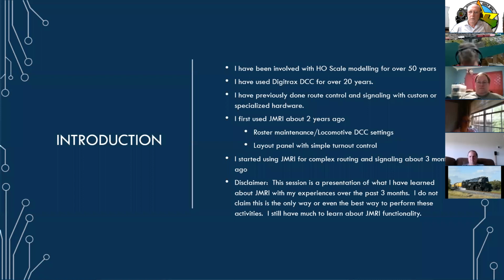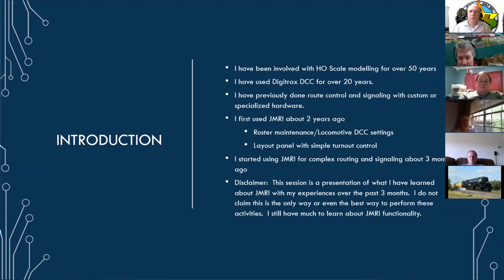So let me introduce myself. I've been involved in HO scale model railroading for over 50 years now. I guess it was in the late 60s in New Jersey. I went down to the basement one day and found a box of HO trains that my father had inherited from one of my cousins, and I started laying them out, and that was it. I have used Digitrax DCC for over 20 years. I don't remember exactly when I got the first Digitrax system, but it was sometime in the late 90s.